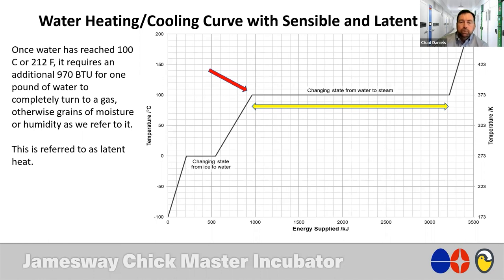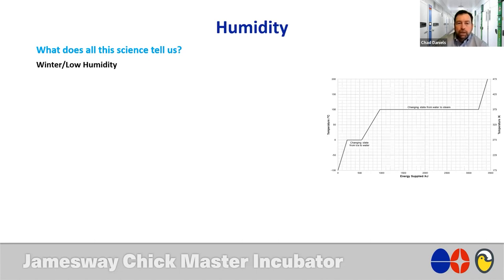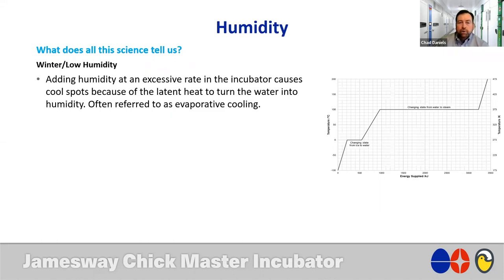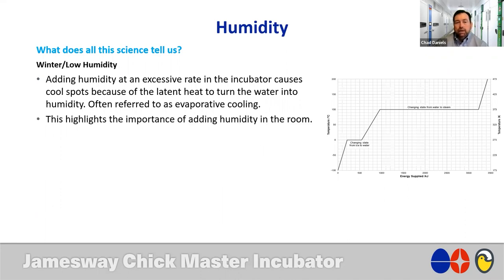That's changing state. We're going from a liquid to a gas. And we refer to that as either grains of moisture or humidity. This is referred to as latent heat. And it becomes a big reason why, when we look at room humidification, so when we talk about winter low humidity conditions, adding humidity at an excessive rate in an incubator causes the cool spots, because of that latent heat to turn water into humidity, often referred to as evaporative cooling. This is why it highlights the importance of adding humidity in a room so we don't have to have humidification occur in the incubator itself, because that's when we really get the cool spots.